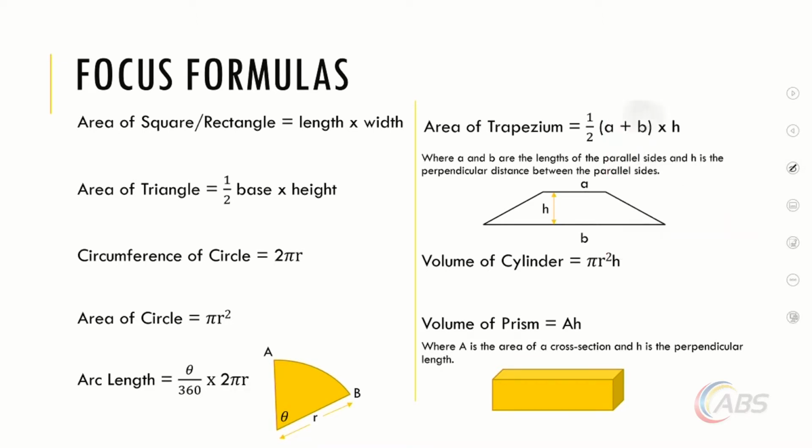So the arc length here in this case, the arc is called AB. So our arc is this, the outer side of our circle. And the angle, as you can see, is here on the inside. And of course, we have our radius, okay?